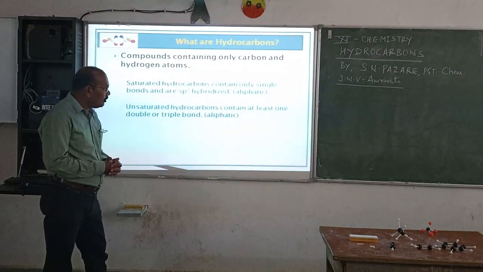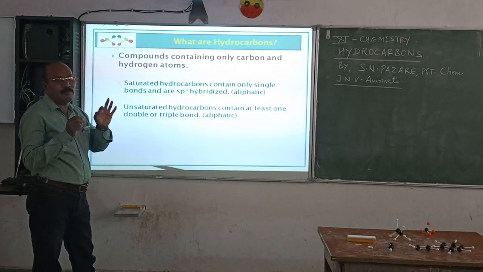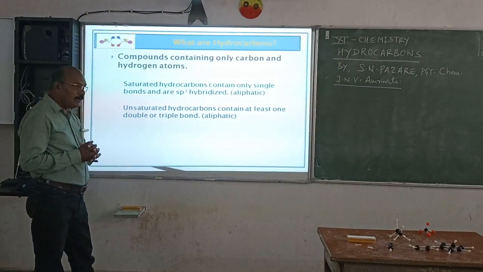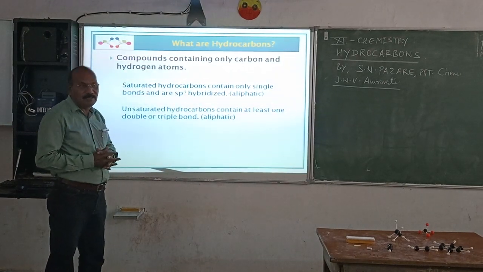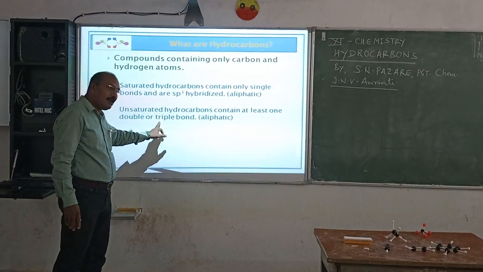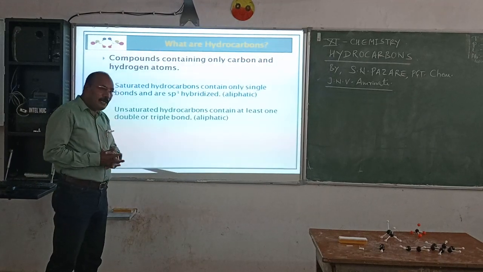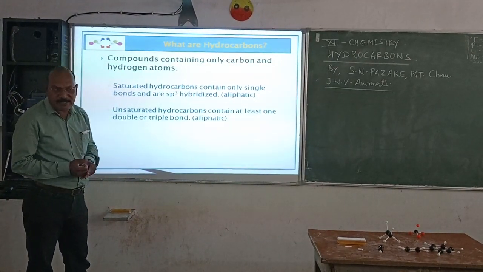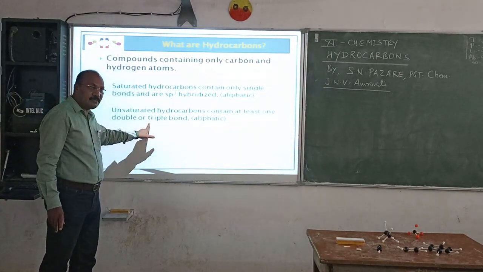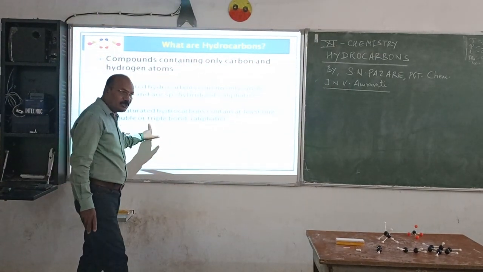Now sit down. Now we are going to the next type of hydrocarbon, that is unsaturated hydrocarbon. In unsaturated hydrocarbon, at least one double bond or triple bond is there. When a double bond is there, that is alkene, and when a triple bond is there, that is alkyne. It is also an aliphatic hydrocarbon. When a double bond is there, that is sp2 hybridized. When a triple bond is there, that is an sp hybridized structure.